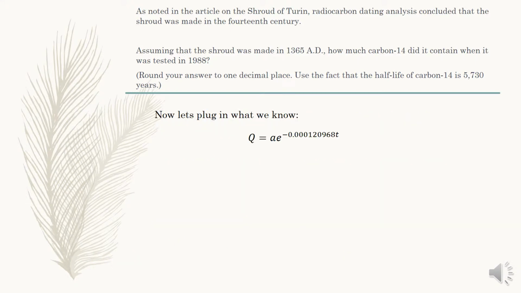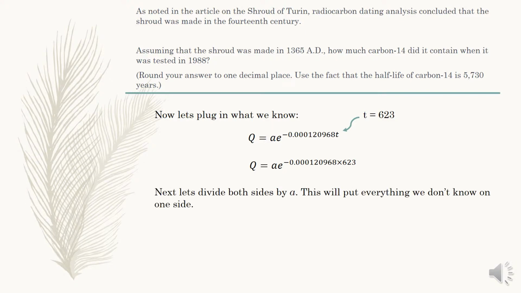Now let's plug in what we know, which is T. All right, so plugging in T equals 623, we have Q equals A times e to the negative 0.000120968 times 623. I'm not going to multiply that out just because I know it's going to give me a long decimal, so I'm just going to leave it like that. But what I need to do now is divide both sides by A. This way we have everything that we don't know on one side, and we can just plug the right-hand side into our calculator.